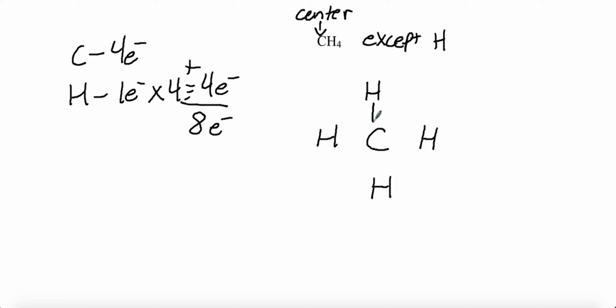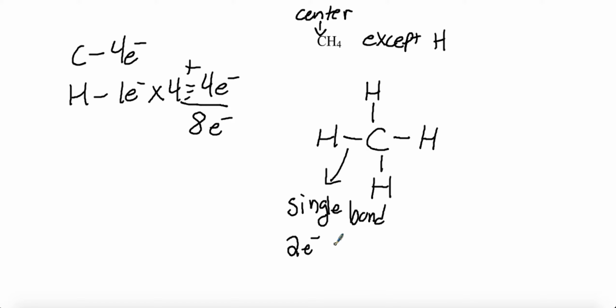Next, we want to make sure that everything is connected to the middle. So we're going to use lines here to connect it. These lines represent what's called a single bond. This line, the single bond, is tethering the atoms together. Within a single bond, 2 electrons are being shared among the atoms. So that means any atom that's connected by a single bond has claim to both electrons in it.